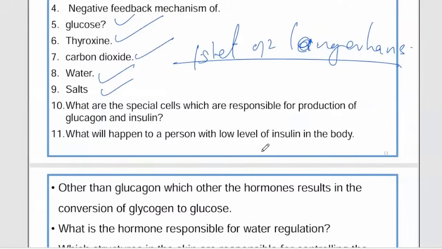Then they're saying, what will happen if a person has a low level of insulin in the body? Basically the person will suffer from what you call diabetes mellitus. And if you have a low level of insulin in the body, it means that glucose will not be stimulated, will not be converted into glycogen. Yes.